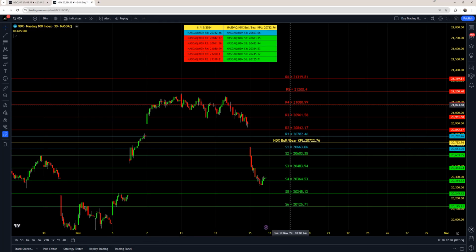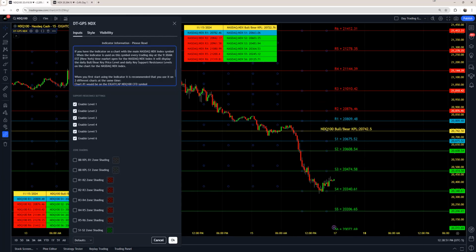So going back to what I was reiterating there, if you have your indicator on the main NDX Nasdaq index, then you will see this at 9:30. If it's on the NDQ 100 CFD, then you will see this at 9 a.m. So these levels here are for the NDQ 100 CFD. This table here is for the NDQ 100 CFD, but this table here displays the levels for the Nasdaq NDX index.